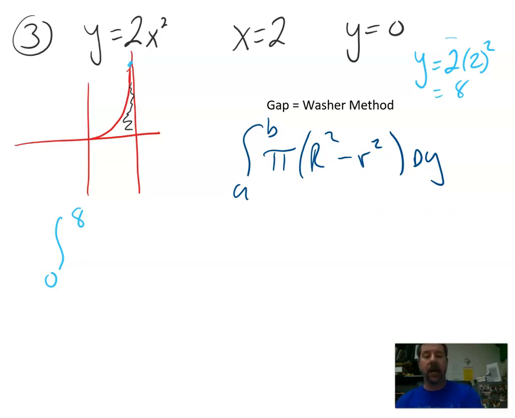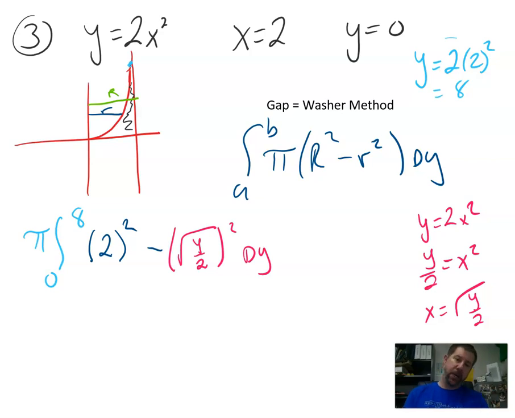Those are my limits. I can bring the pi out in front, and now I just need to do the big R squared minus little r squared. Big R, again, is always the top function. So if you have your head tilted again, the top function is the line. Little r is always the bottom function or inside function. What I want to do is top minus the bottom, the big R minus the little r. So big R goes out to this vertical line, or 2. That big R is always going to be 2. That doesn't change. So my big R is 2, so 2 squared.